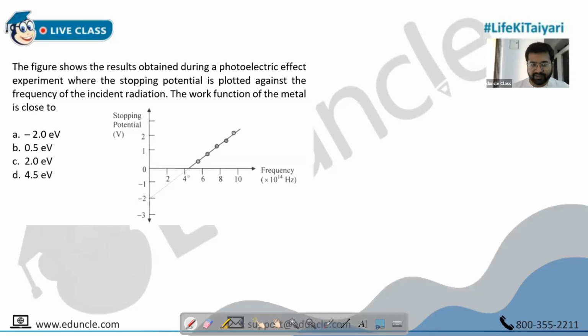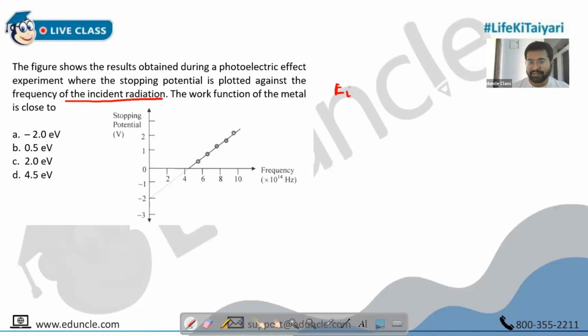It's simple. It's a straight line. You need to find an equation which relates the y-axis and the x-axis. Who is along the y-axis? Stopping potential. Who is along the x-axis? Frequency of incident radiation. So you need to first derive an equation relating stopping potential and incident frequency, using which you can find the work function.